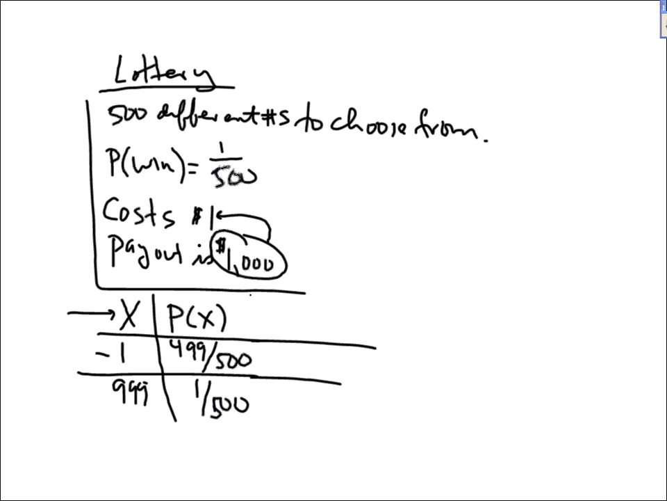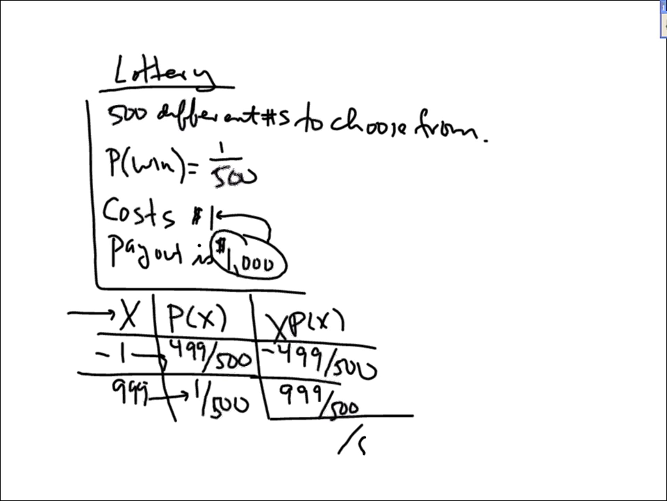Okay, so we need to calculate x times p of x. We multiply these numbers: negative 1 times 499 over 500 gives negative 499 over 500, and 999 times 1 over 500 gives 999 over 500. You add them up. Since they're both over 500, we keep 500. You add the numerators, negative 499 plus 999, this is 500. 500 over 500 is one.